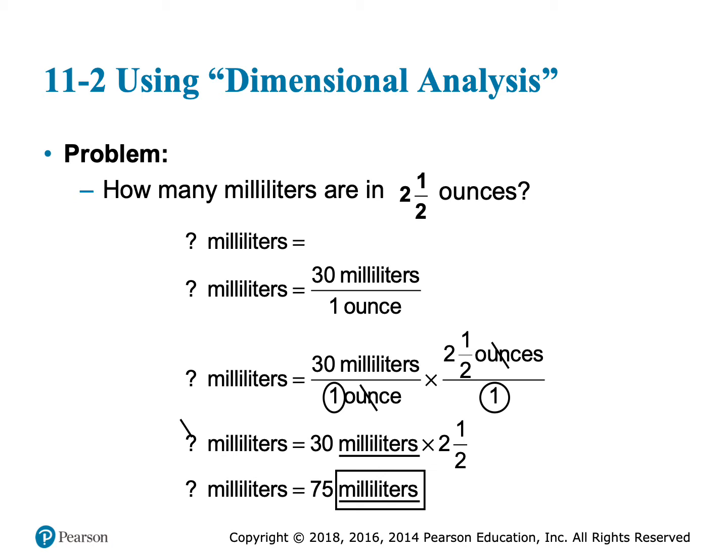We're going to cancel the like units, right? We can cancel ounces because it appears in the numerator and the denominator. Now both terms are over 1, so we can ignore the ones in the denominators. That leaves us with 30 milliliters times 2.5. So now we can solve by multiplying straight across, and that gives us 75 milliliters, because milliliters is the only unit left. Sometimes when I do this, I will circle the unit that is left, and that's helpful for me.